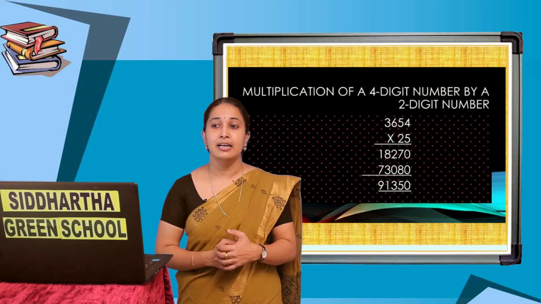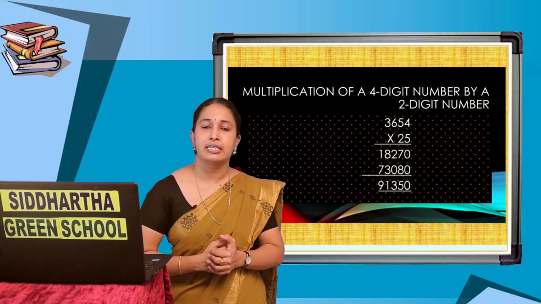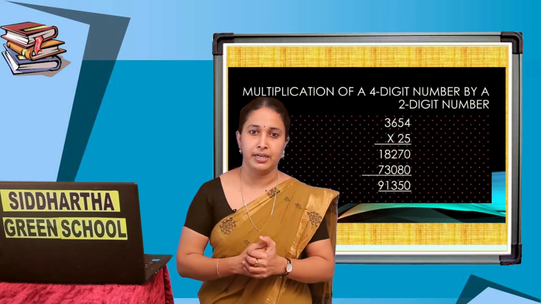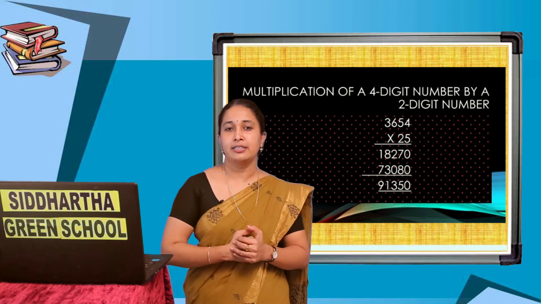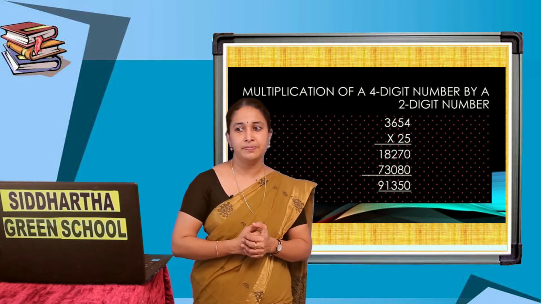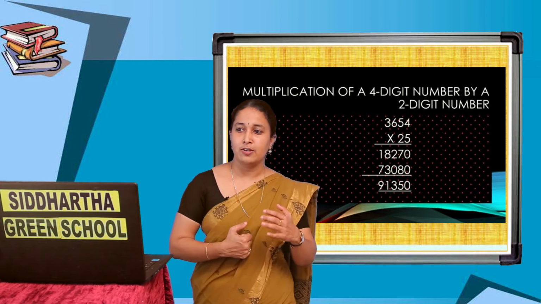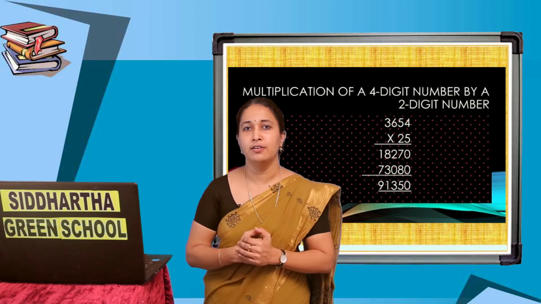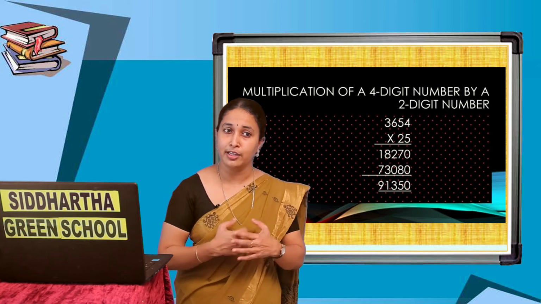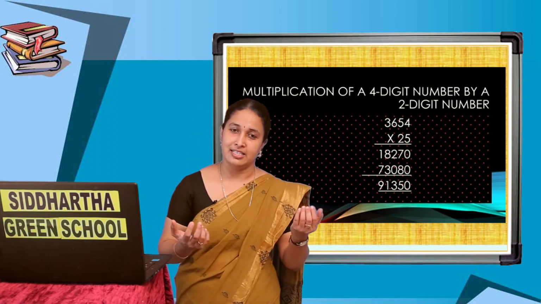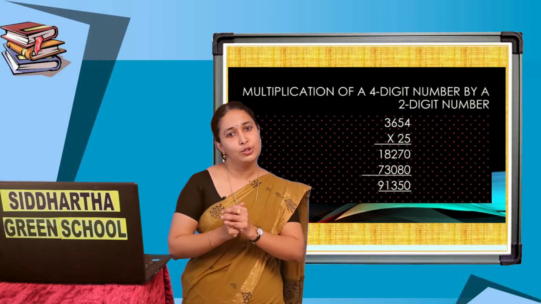The next is a multiplication of a 4-digit number by a 2-digit number. Multiplication of a 4-digit number by a 2-digit number. Can you say a 4-digit number? Yes. 3654 is a 4-digit number. Then a 2-digit number? Any 2-digit number? Yes. 25 is a 2-digit number.